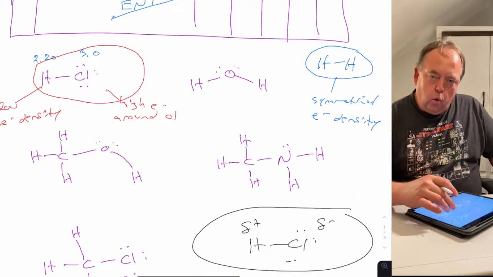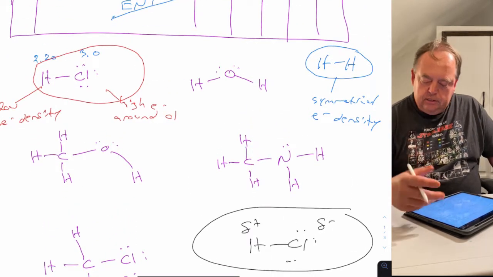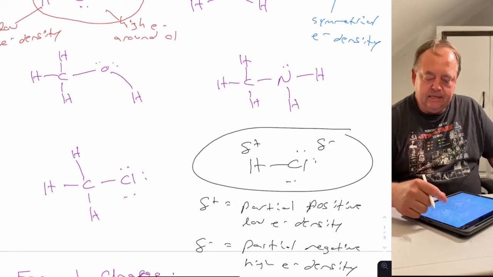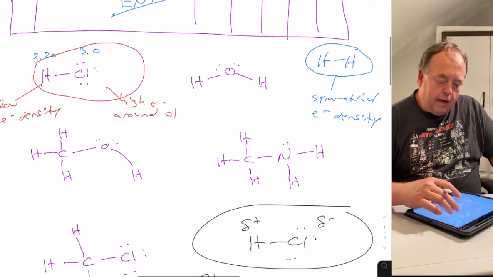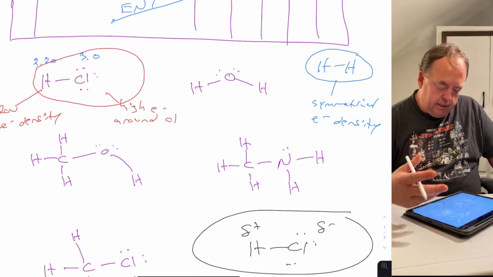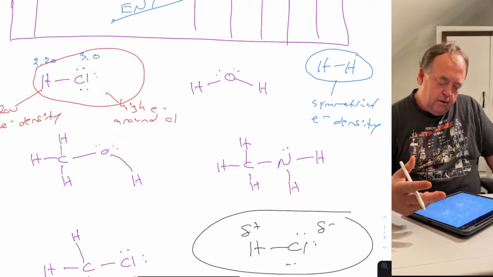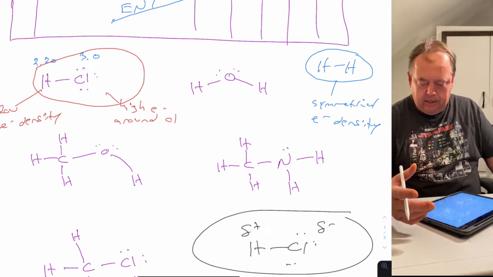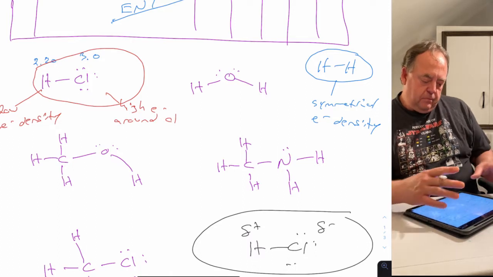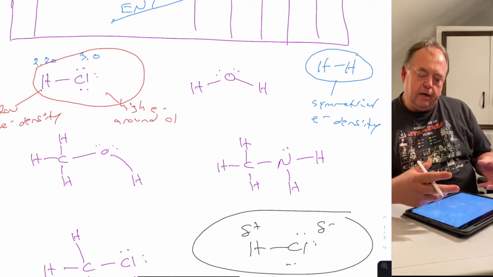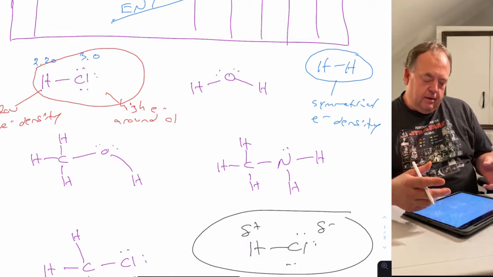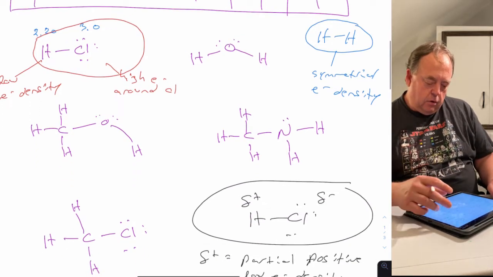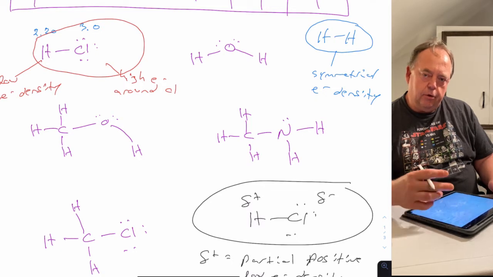So anytime you have a polar covalent bond, you can use these symbols, partial positive and partial negative, to represent the electron density in the molecule. Why is that important? Because if you understand the electron density in the molecule, then you can predict how a molecule will react, and that is a huge part of organic chemistry. The first few chapters we'll just look at the structure of organic molecules, and after that we'll look at how organic molecules react. And again, if you know what the electron density looks like in the molecule, you can predict how it's going to react.